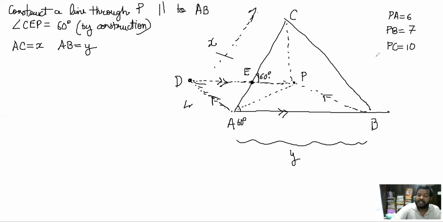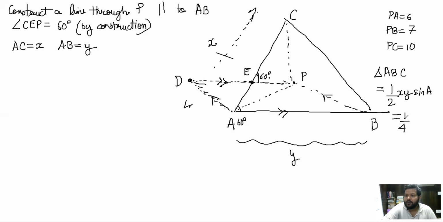So ultimately, what do I have to do? I have to find the maximum area of triangle ABC, right? The reason I have taken this length as Y and this length as X is because triangle ABC area can be written as half into X into Y into sine of A. So the triangle area is √3/4 XY, because sine A was sine 60, because the angle A was 60, right? So I have to maximize the value of my triangle ABC area.